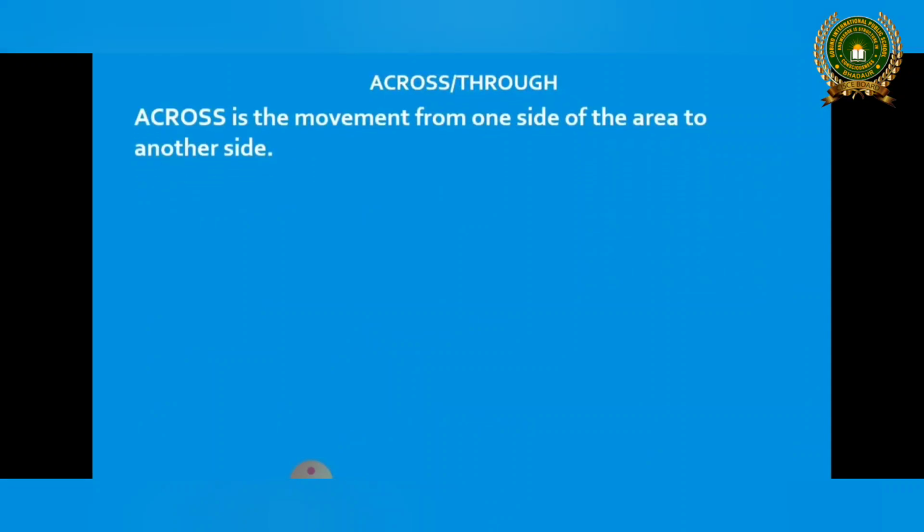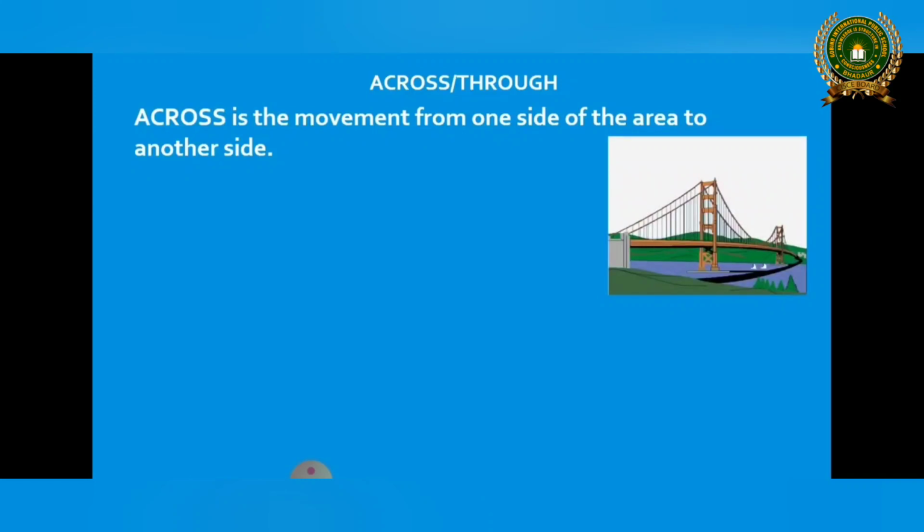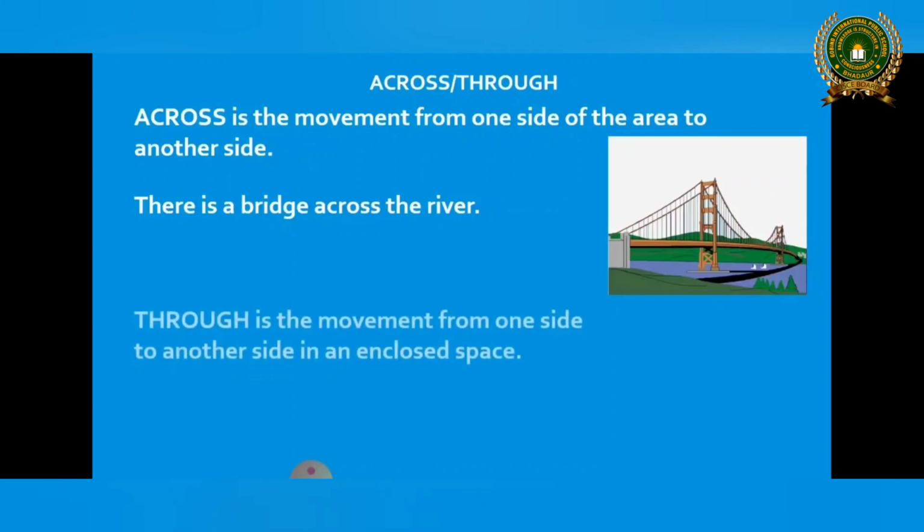Across is a movement from one side of the area to the other side. Okay, from one end to the other. So here we will use across. There is a bridge across the river. Okay, from one end, from one area to the other area. So here we will use across.